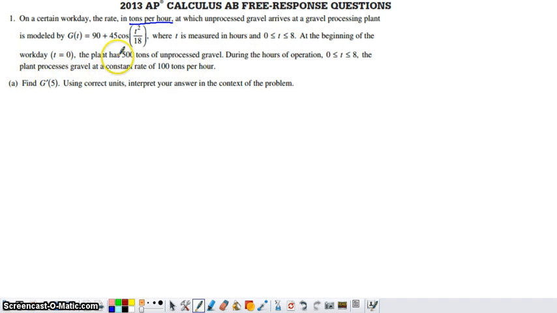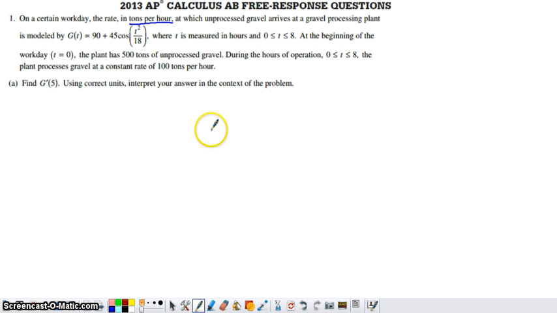At the beginning of the workday, we know that there are 500 tons of unprocessed gravel at the plant, and over the course of the workday, not only is unprocessed gravel arriving, but the plant is processing gravel at a constant rate of 100 tons per hour. Now in part A here, it says find G prime of 5. Using correct units, interpret your answer in the context of the problem.